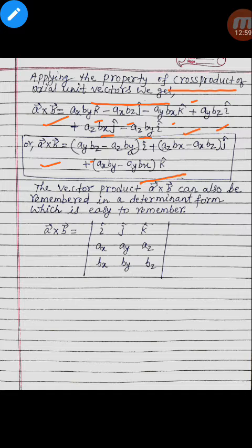The vector product a cross b can also be remembered in a determinant form, which is easy to remember. a cross b equals the determinant with rows i j k, then ax ay az, then bx by bz.